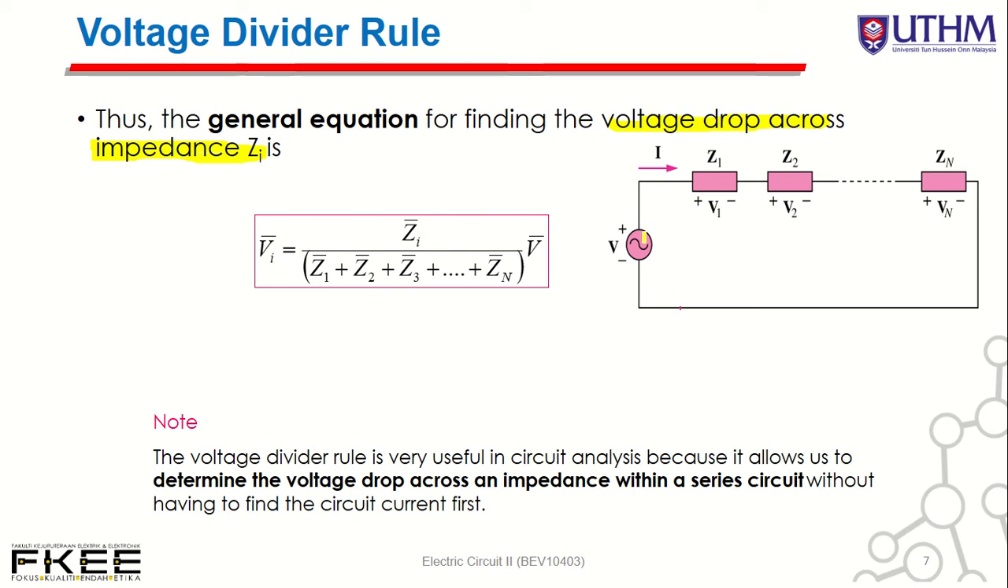By using the voltage divider, we do not need to calculate the current to determine the voltage. This is the main advantage of the voltage divider rule. The voltage divider rule is very useful in circuit analysis because it allows us to determine the voltage drop across an impedance within a series circuit without having to find the current first. This is the main advantage of the voltage divider rule.